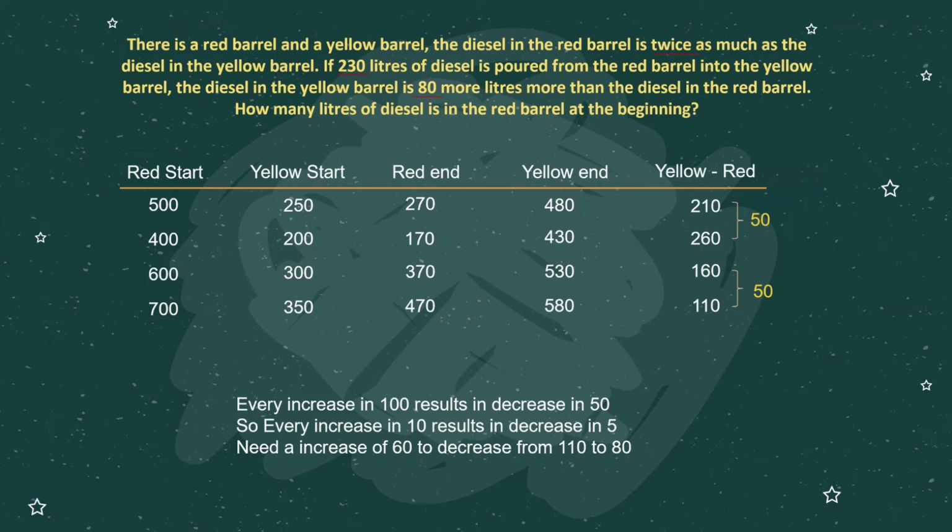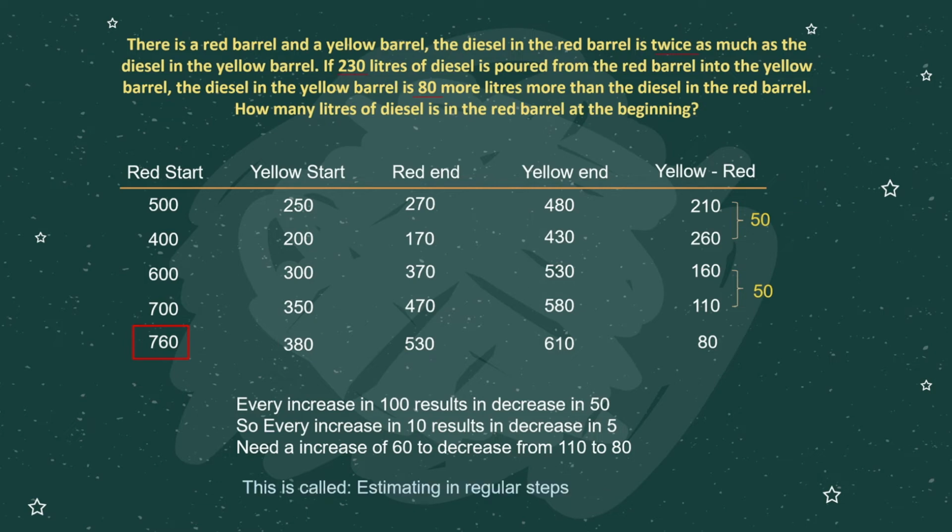So that means that if we guess 760 here, and we can do the appropriate calculations, we'll find that at the end, we indeed get the difference of 80, which is what we want. So 760 is the answer.